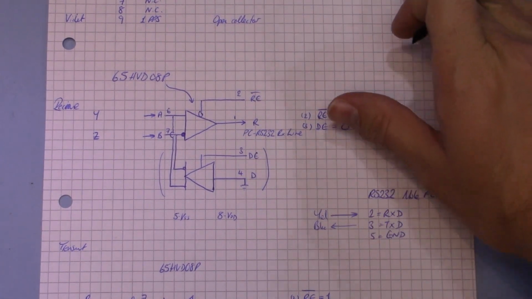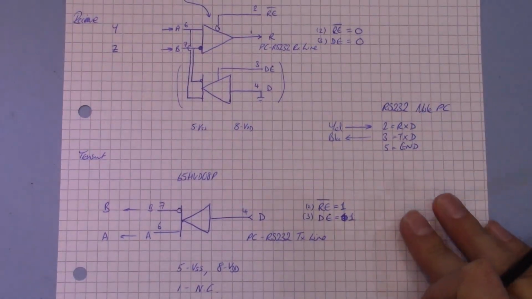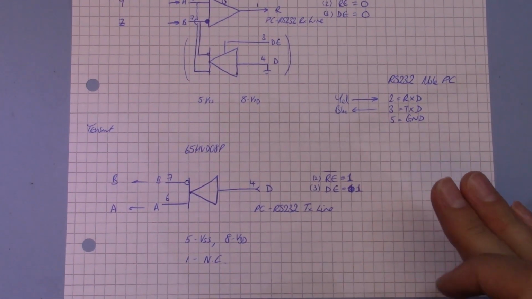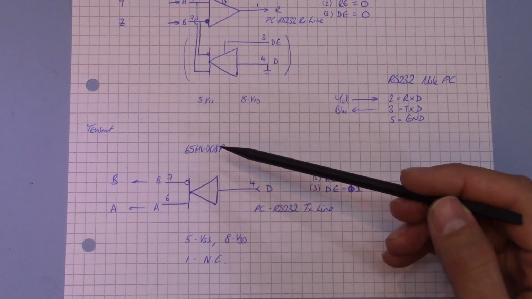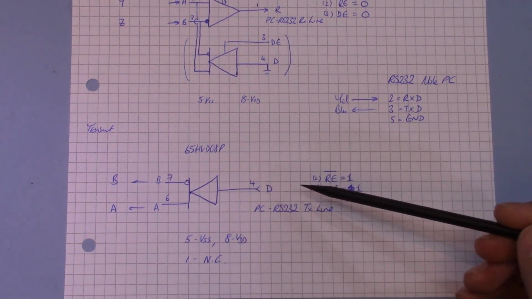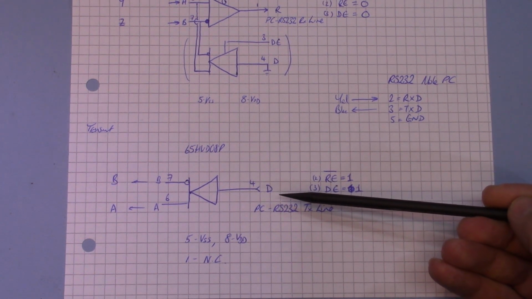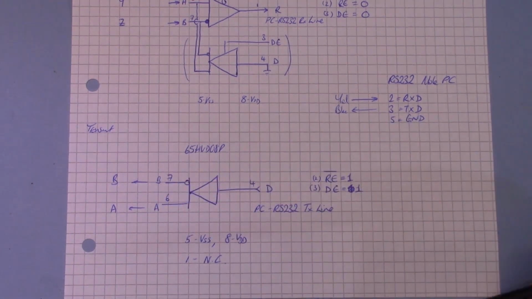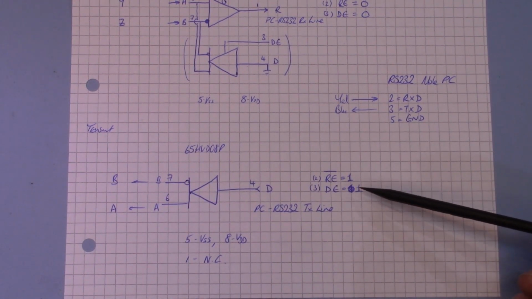Similarly, on the transmit side, we're just using the opposite buffer that's built into the other RS485 chip. So we're just using the single-ended transmit to differential output, and we just need to set those two enable pins both to high.